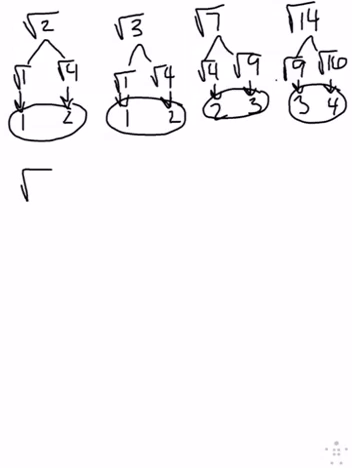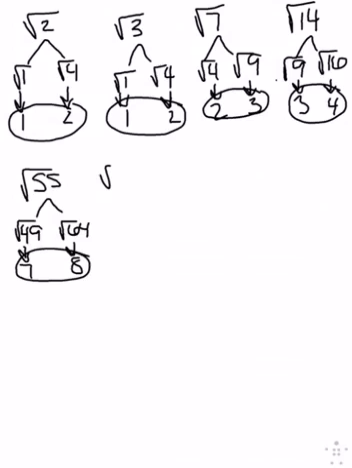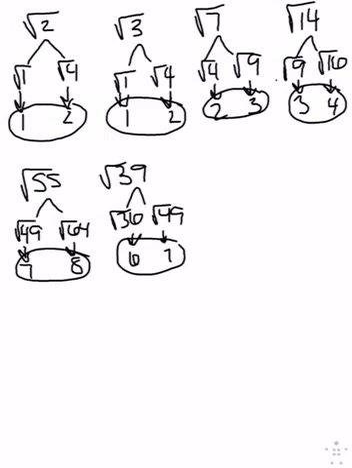Square root of 55, break it down into the square root of 49 and 64, which is 7 and 8. Square root of 39, we'll break down into the square root of 36 and 49, which is 6 and 7. Square root of 99, you break that down into 81 and 100, which is 9 and 10.